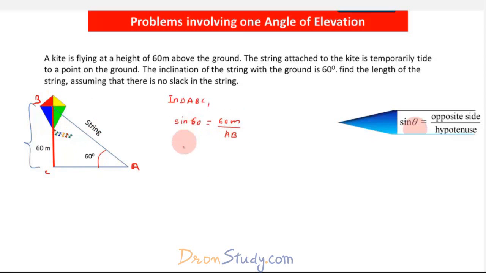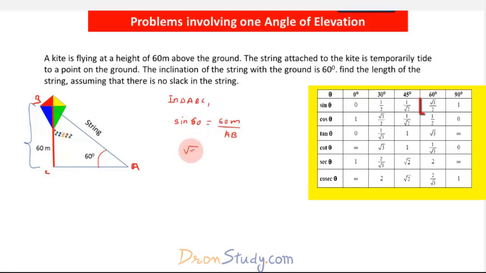Sin 60, that is root 3 by 2, is equal to 60 by AB. We will take AB to this side, and root 3 and 2 to the other side. So it will be AB is equal to 60 into 2 by root 3. So AB will be equal to 120 by root 3.